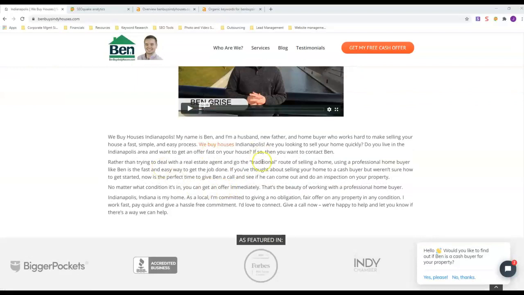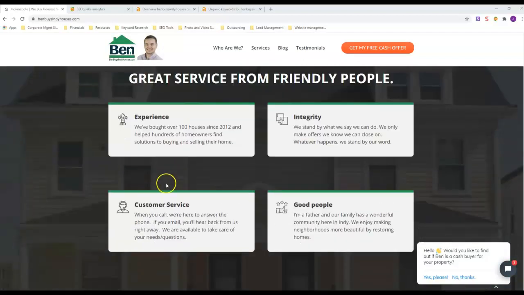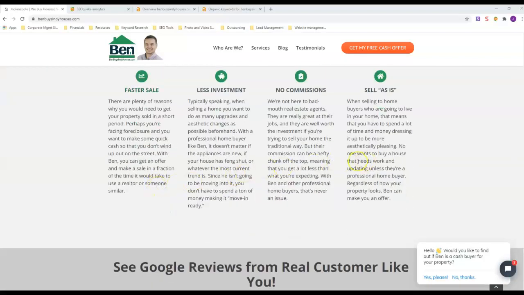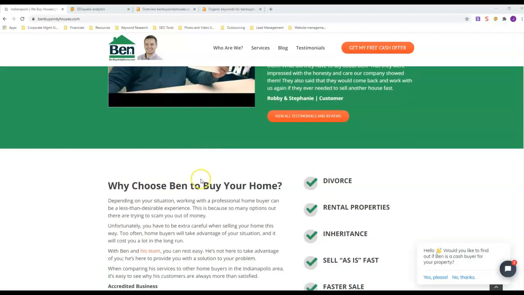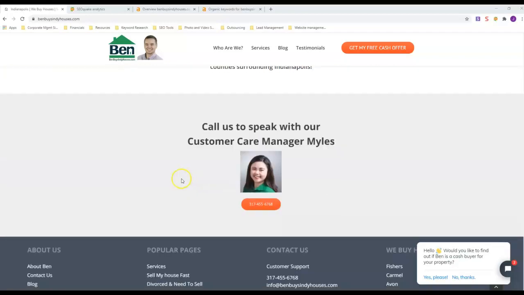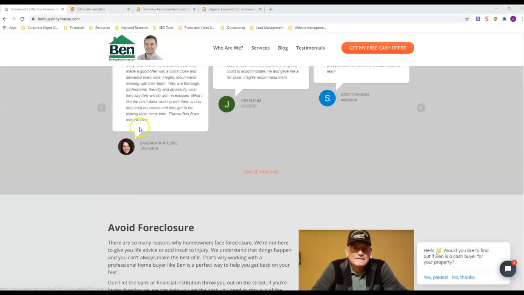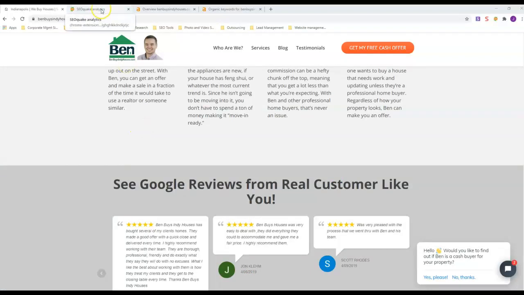And content is the amount of words you have on your site. As you can see, as I was scrolling through this, he's got a lot of words, which also means he's inputted a lot of keywords into there. So he's got a lot of keywords that are ranking. We're going to take a look at that in a minute. First, we're going to look at his on-site SEO.